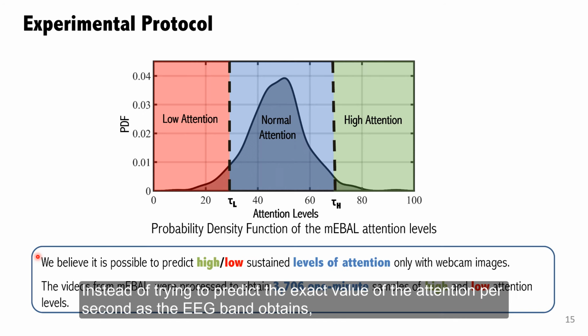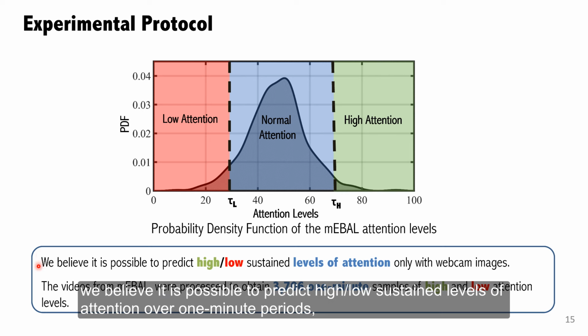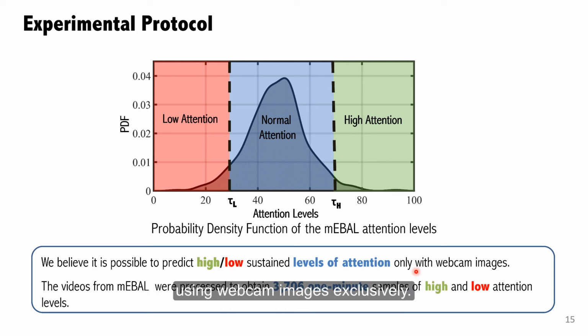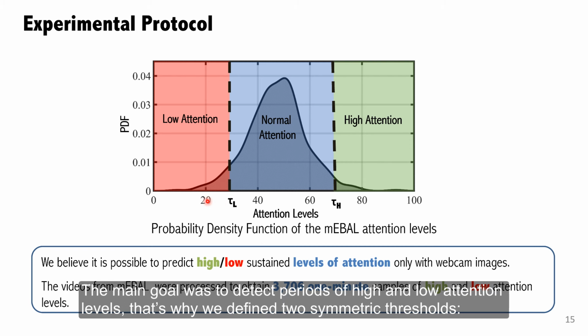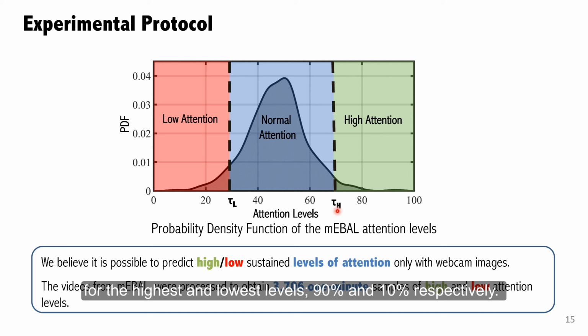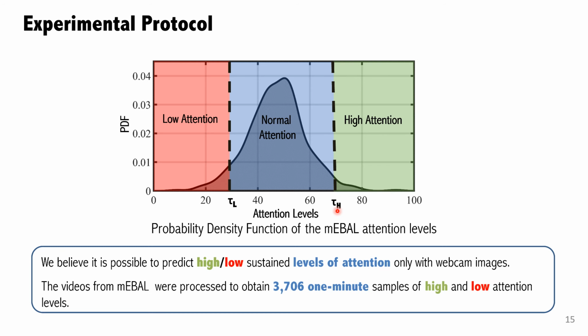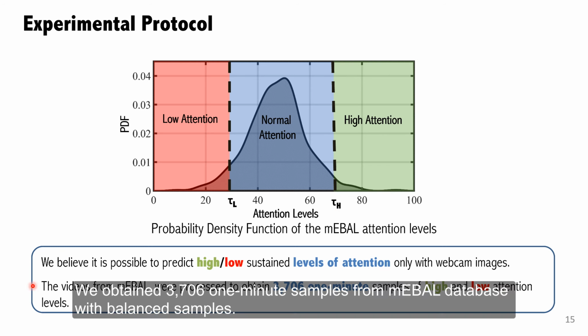Instead of trying to predict the exact value of the attention per second as the EEG band obtains, we believe it is possible to predict high and low sustained levels of attention over 1-minute periods, using webcam images exclusively. This figure shows the probability density function of the attention levels provided by all mEBAL students. The main goal was to detect periods of high and low attention levels. That's why we defined two symmetric thresholds, for the highest and lowest levels, 90% and 10% respectively. We obtained 3,706 1-minute samples from the mEBAL database with balanced samples.